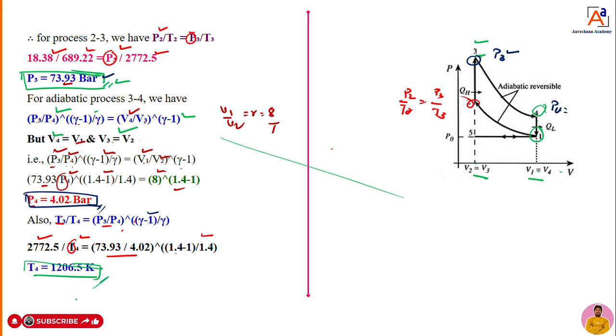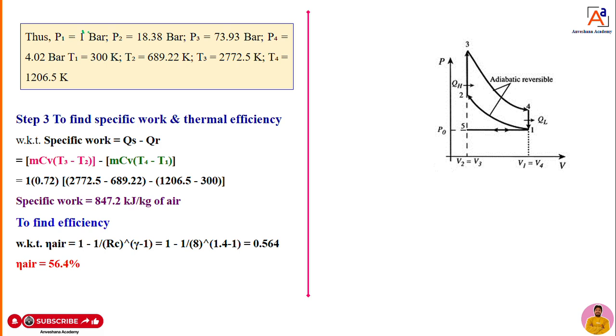T4 is equal to this much. Dear students, you calculated T1, P1, T2, P2, T3, P3, and the next, P4. P1 and T1 he has already given in the problem. P2, P3, and P4 you have calculated, and T2, T3 and T4 you calculated.